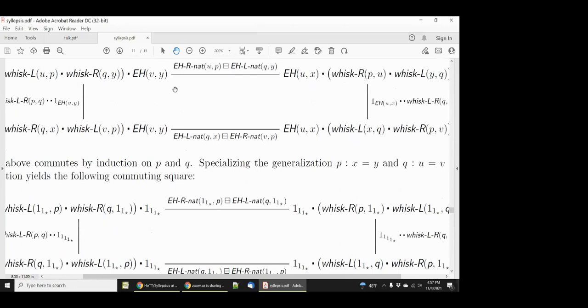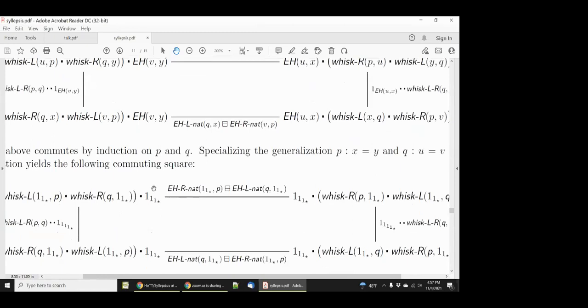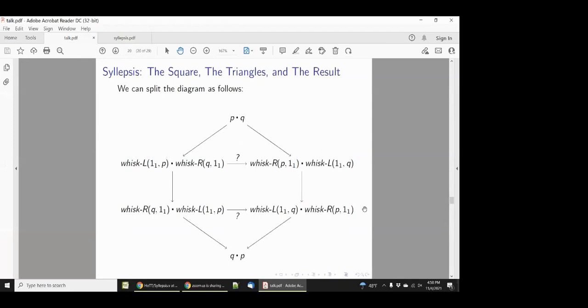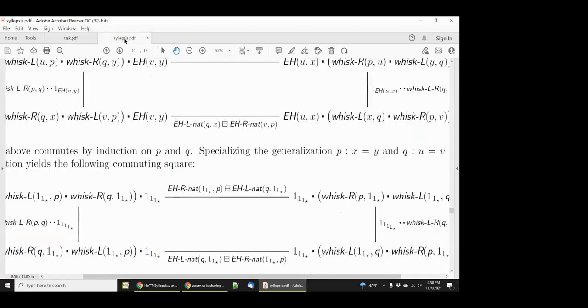And the interesting thing is that now the Eckmann-Hilton terms just become ones, because all the two loops are actually ones. So, if we look at what we wanted, we wanted something that looks like this, and then we got something that looks almost like that, except it has these spurious ones lying around. But that's okay, because they're just reflexivities, so we don't really care about that. So we're just saying that basically we have a square.